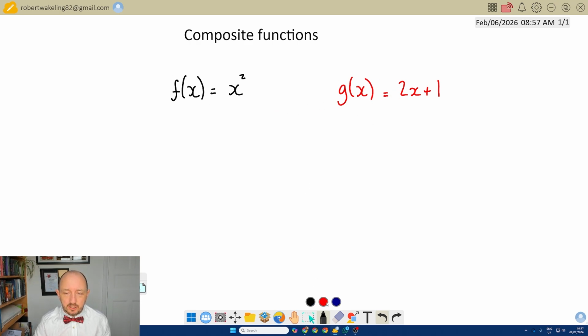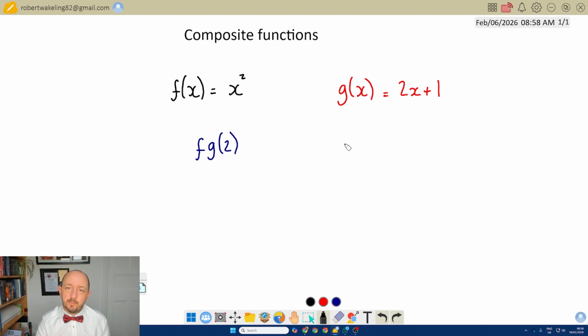So let's just see this in action. We're going to do fg of 2. This is what a composite function looks like. It's got the combination of the f of x and the g of x in one function. What we do is we take the function, the letter that is closest to the brackets. So this g is closest to the brackets, so we do that one first.